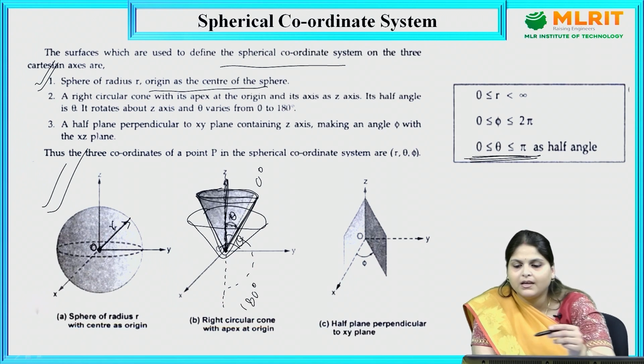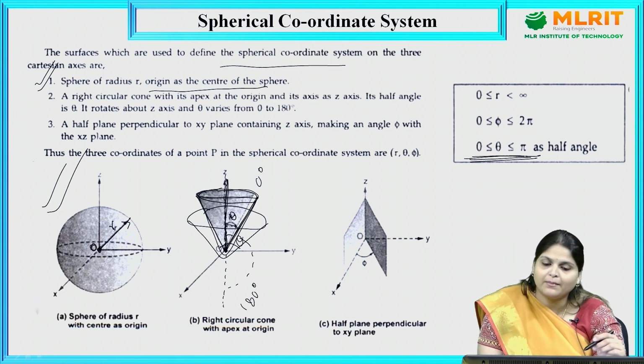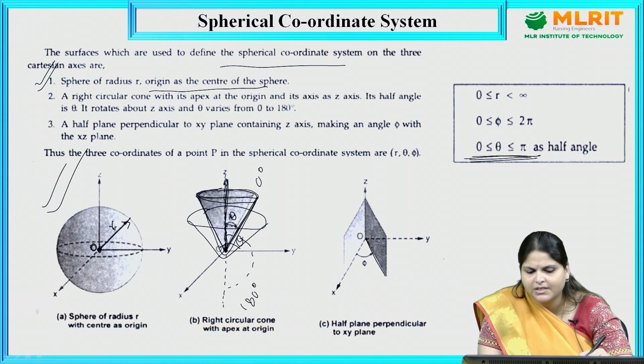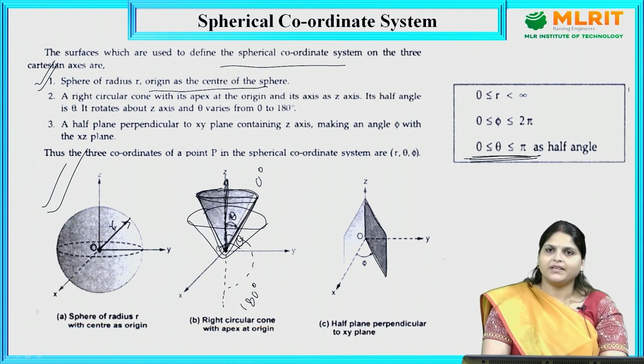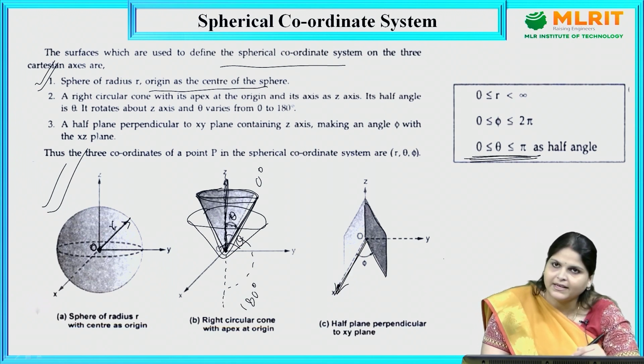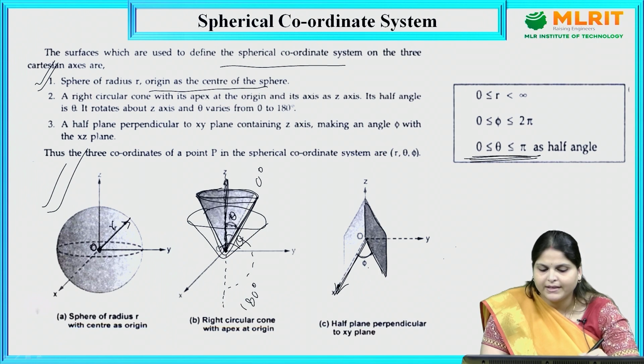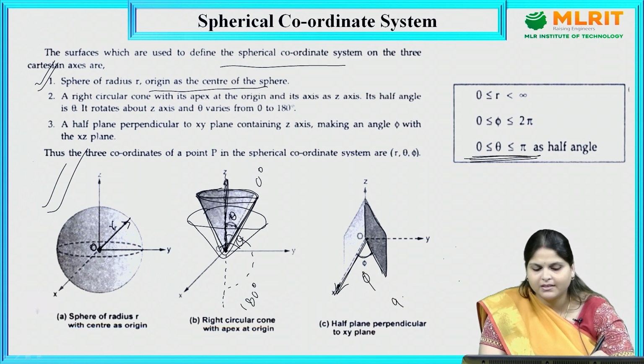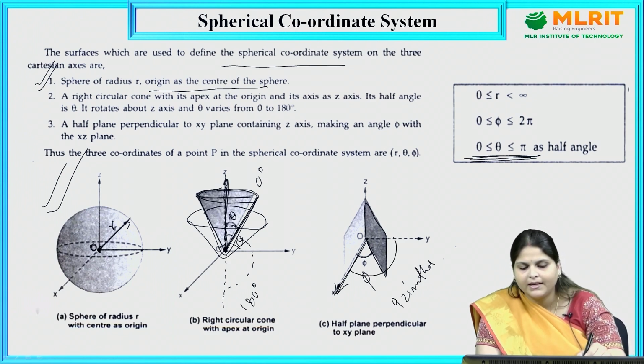Next we need a half plane which is perpendicular to the xy plane and containing the z axis, right? And it is making an angle phi with the xy plane. Again we are talking about a plane which is the yz plane. This we have seen already in the cylindrical coordinate system. So it is forming an angle with the x axis in anti-clockwise direction, right? And the angle is phi. Again this is the azimuthal angle and we know it is starting from x and going in anti-clockwise direction.